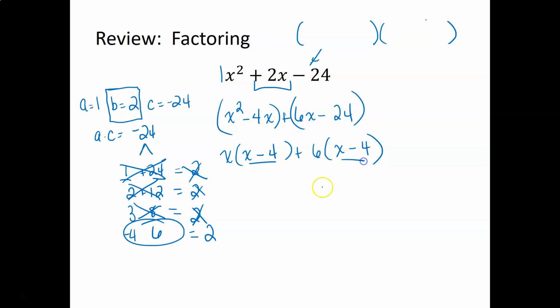I know I've done this correctly because the two parentheses match. That's my new common factor. I factor that out, and that leaves me with what's left in front of the parentheses, x plus 6. So my two factors are x minus 4 and x plus 6. You're going to need to be able to factor today to be able to move forward in this process.